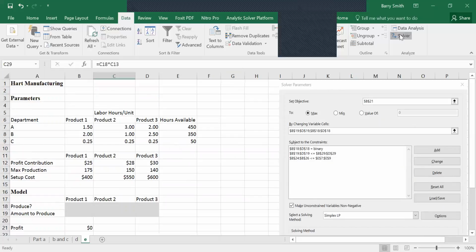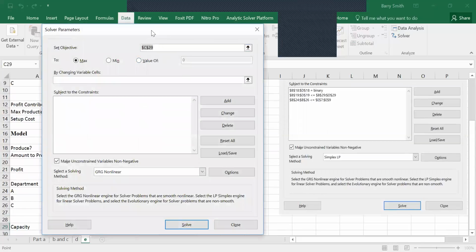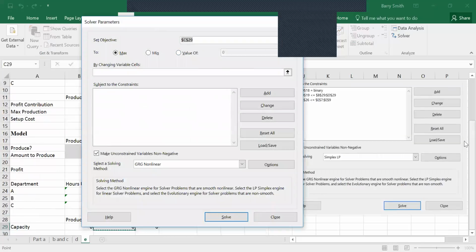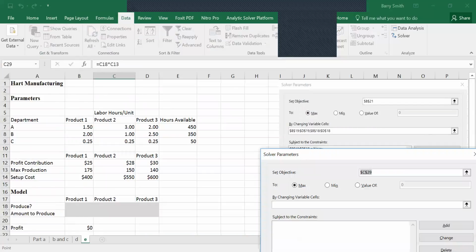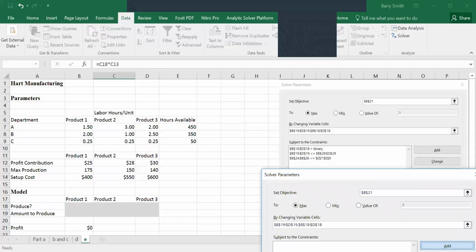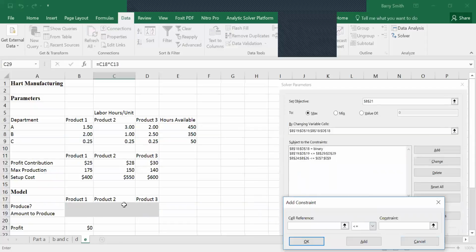And so let's go to solver. And so let's go ahead and make sure we get everything here. So we want B21, that's a profit again. And we want to maximize it. And we're going to go from B19 to D19 and also that. Okay. And then we have a couple constraints, 3 to be exact.